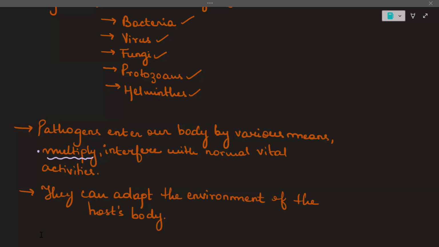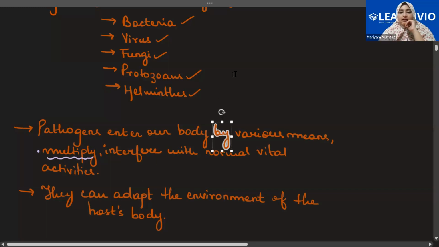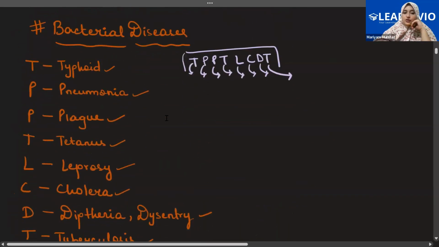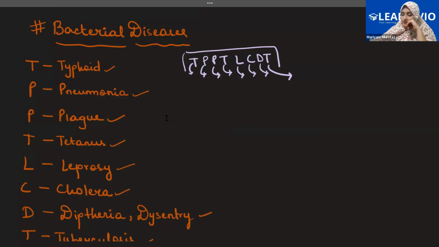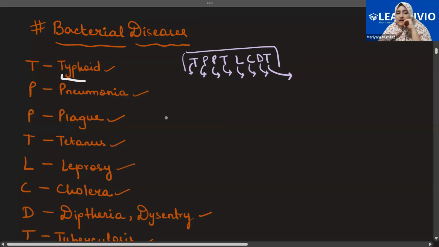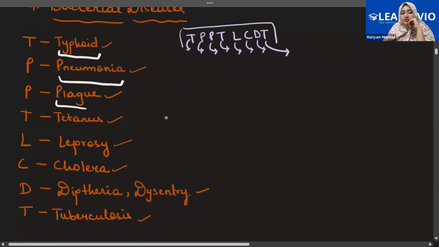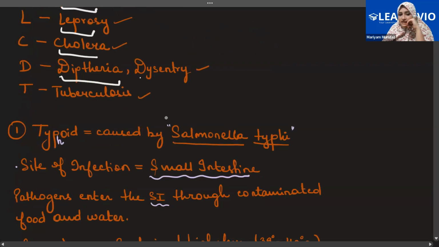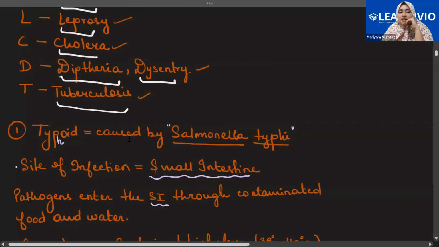All right. Now moving forward, let us talk about the bacterial diseases. These are the bacterial diseases that you must remember. All of the examples that are here on your screen are to be remembered. The names of the bacterial diseases: typhoid, pneumonia, plague, tetanus, leprosy, cholera, diphtheria, dysentery, and tuberculosis. All of these are bacterial diseases.